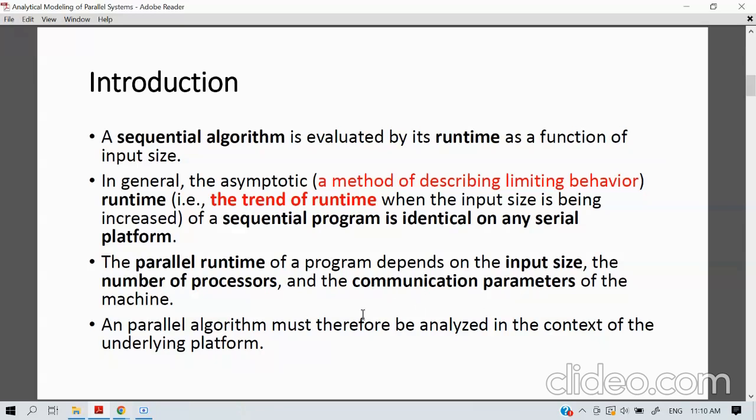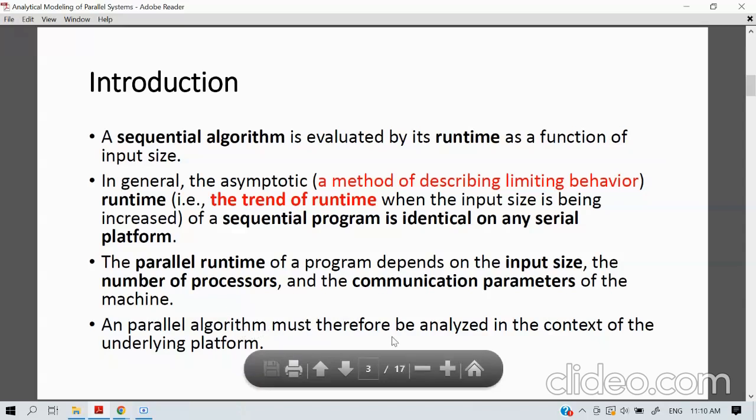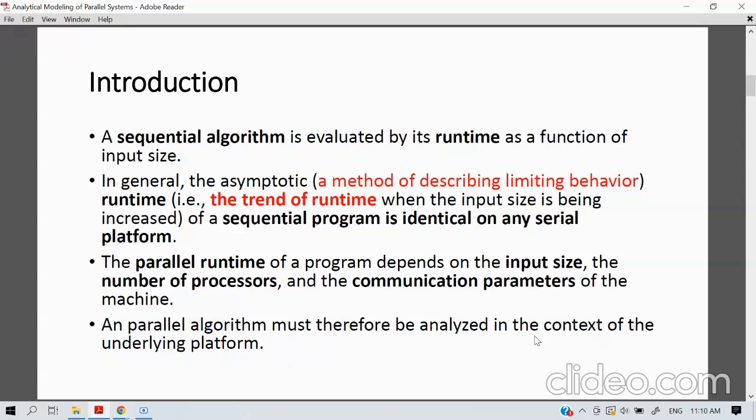Okay. So a parallel algorithm must therefore be analyzed in the context of the underlying platform. So we need to analyze or measure the performance of our parallel algorithm, whether it is efficient or not. If the parallel algorithm is not efficient, better we use the sequential algorithm, right?